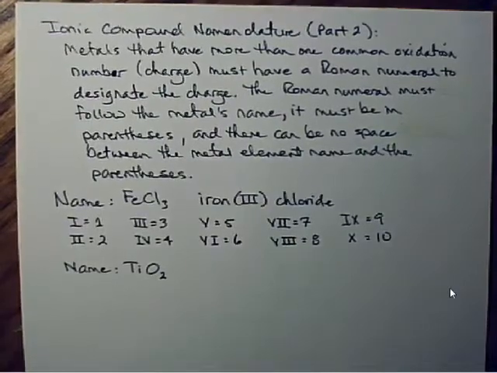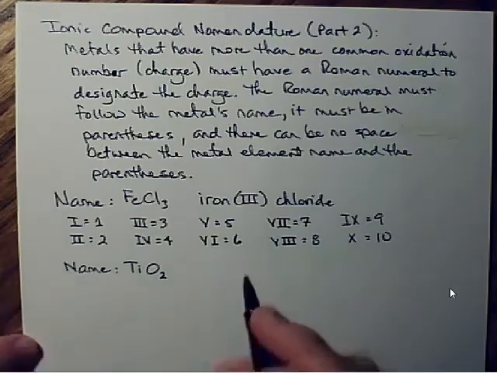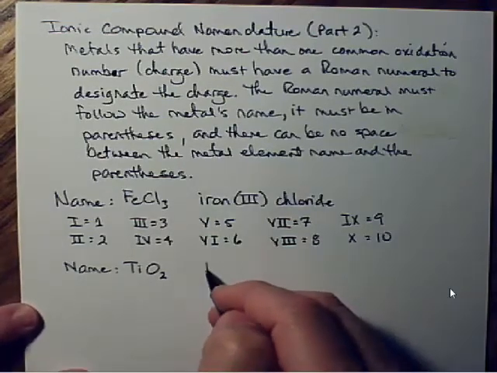Let's look at this formula. Oxygen is going to have what charge? 2 minus. I have 2 oxygens. So overall I have a total of 4 negative charges. I've only got 1 titanium. So what charge does the titanium have to have? It has to be a 4 plus charge, so we name it like this.